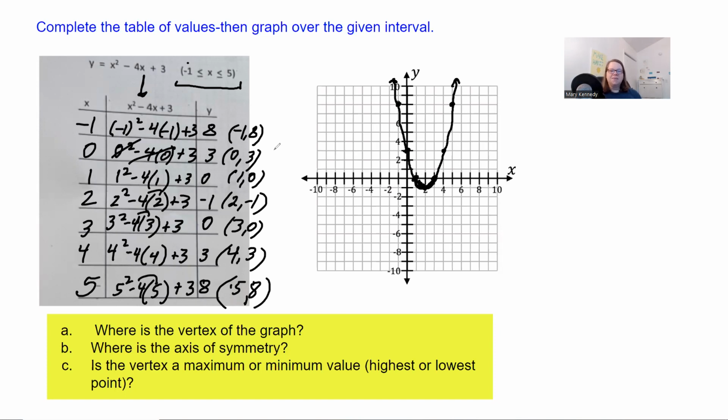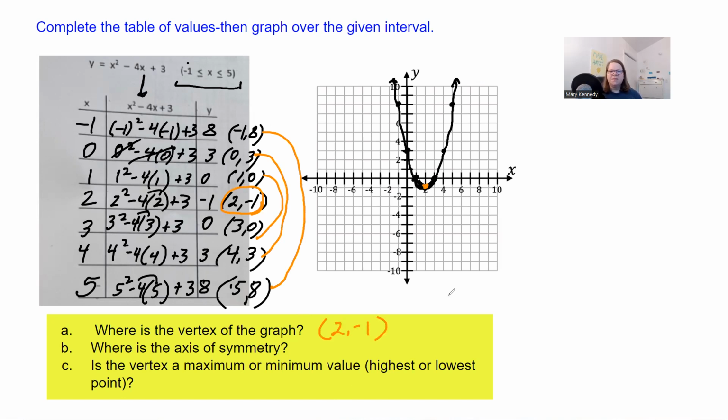Okay, so a couple of things that I really want you to pay attention to. Do you notice the symmetry here? These both have a y value of 8. These both have a y value of 3. These have a y value of 0. And in the middle is our low point on the graph, right? 2, -1. That is the vertex of this graph, 2, -1.